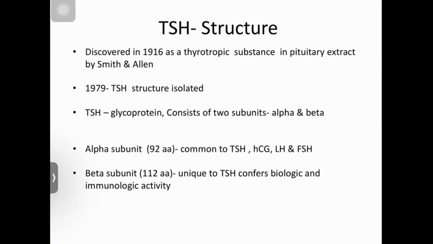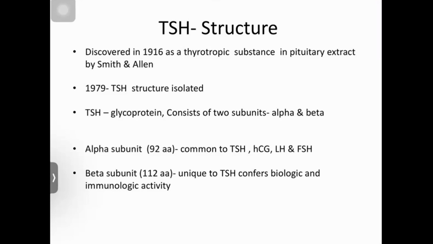The thing about this alpha and beta subunit is that the alpha subunit is common to TSH, HCG, LH, and FSH hormones. So this is what really made it difficult for us to measure the TSH levels in the initial years. But right now we have very sensitive assays that enable us to measure it to the correct level. And then we have the beta subunit, which is unique to the TSH.